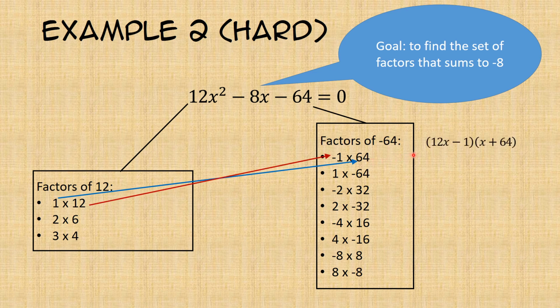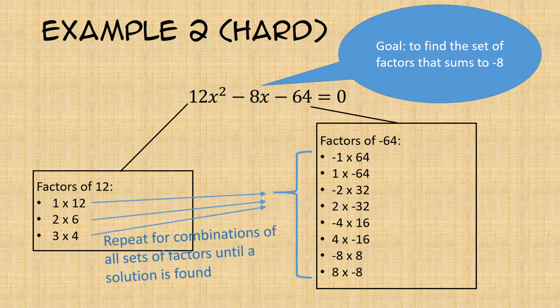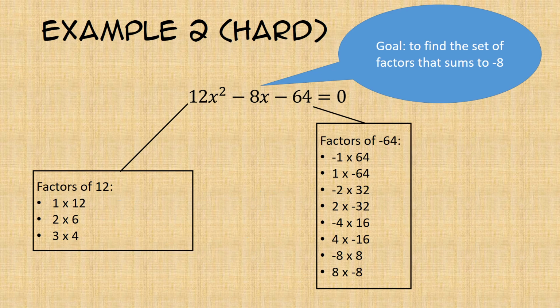So let's put the left hand side the other way around. We'll take 12 times negative 1 and 1 times 64. And what this gives us is 12x squared minus 52x minus 64. Again, that isn't the same as the equation that we have up here, so it is not one of our solutions. So we have to keep repeating this trial and error for every combination of all the sets of factors here until a solution is found. So after doing a bit of trial and error, we'll find out that this combination, 2x plus 4 times 6x minus 16, will give us the same equation as above.